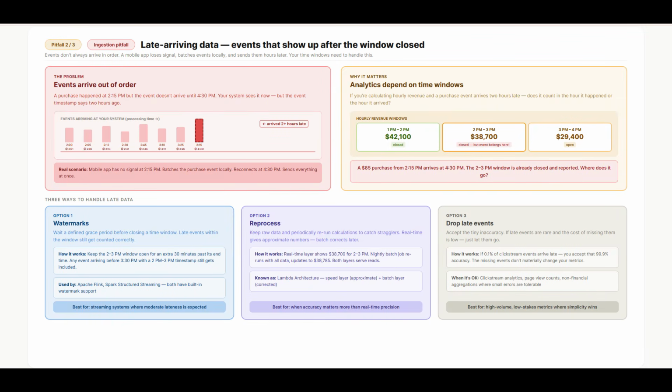You reprocess. You keep raw data and periodically rerun calculations to catch stragglers. This is the lambda approach. Your real-time layer gives you approximate numbers quickly, and your batch layer corrects them later. Or you drop late events, acceptable if they're rare and the cost of missing them is low. If 0.1% of your clickstream events arrive late, you might just accept the tiny inaccuracy.